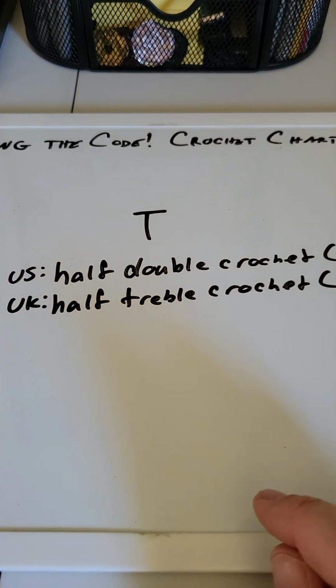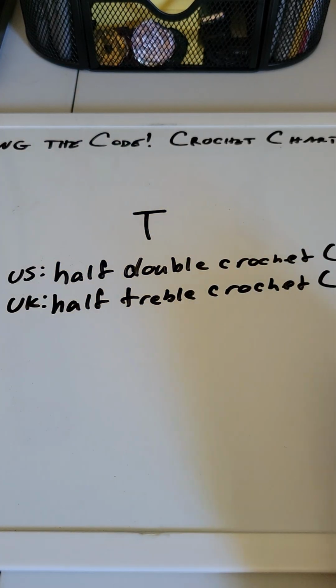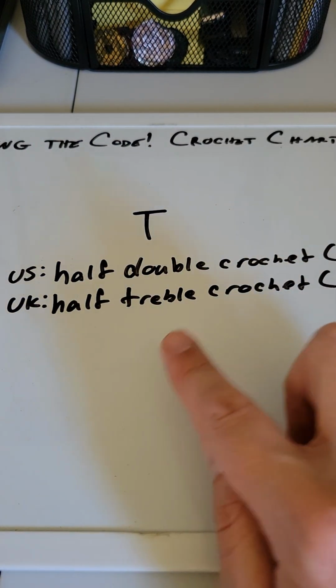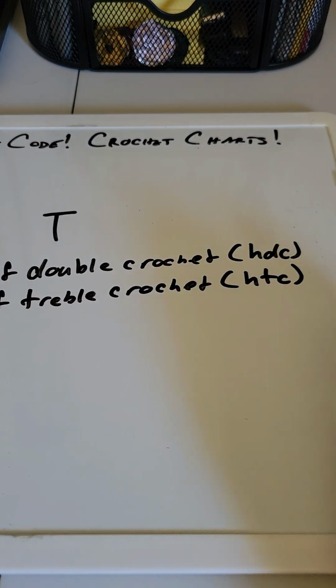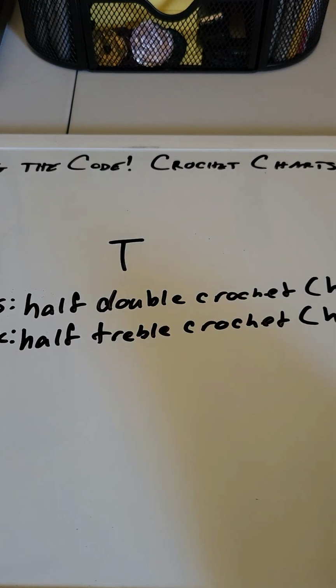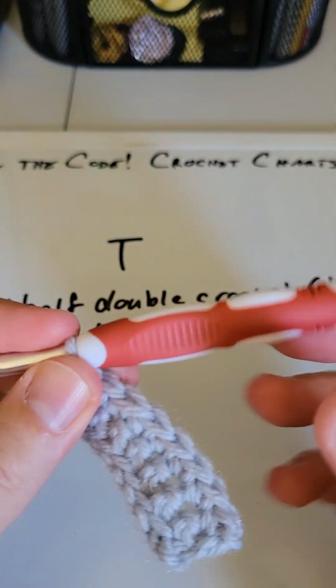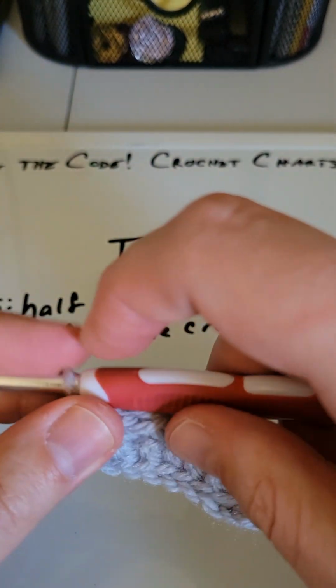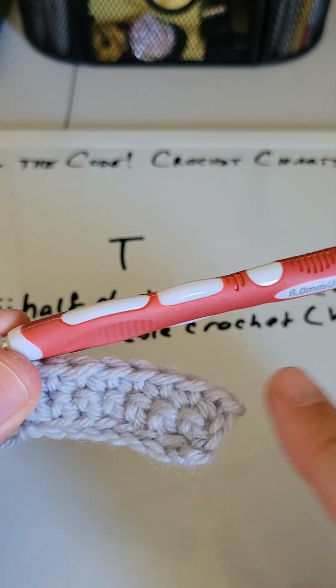Alright, so for the next stitch, we're moving on to the half double crochet, or for those in the UK, the half treble crochet. And I just did the abbreviation HDC for half double crochet and HTC for half treble crochet. Now to work the half double, say you're at the end of the row, then you need to start a row of half double crochets.